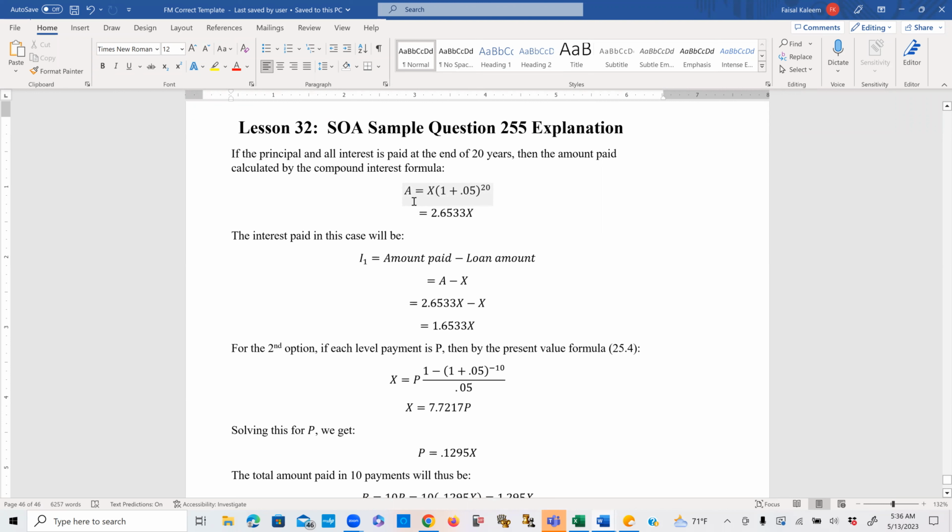And since the loan was X, this total amount consists of the loan amount plus the interest. So if we just want to calculate how much interest was paid in this case, it would be the amount minus the loan amount, A minus X. And that's 2.6533X minus X. That's 1.6533X.